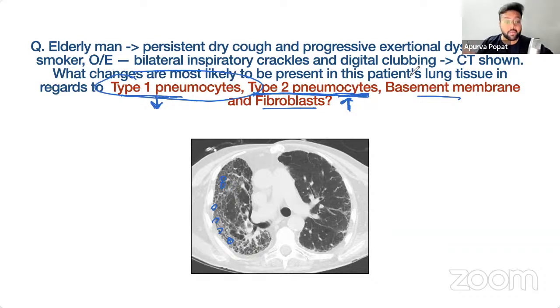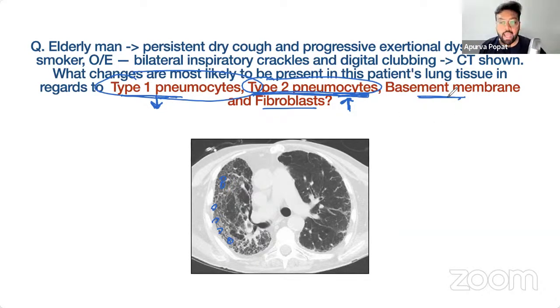So stem cells will be increased in numbers. Now the problem here is the catch. No doubt the type 2 pneumocytes will be increased in number, and they will try to form further more type 2 pneumocytes, and also further more type 1 pneumocytes. But the problem with interstitial lung disease and fibrosis is that there is no doubt type 2 pneumocyte hyperplasia, but those cells will not be able to differentiate into type 1 pneumocytes. So there is failure of differentiation from type 2 to type 1 pneumocytes.